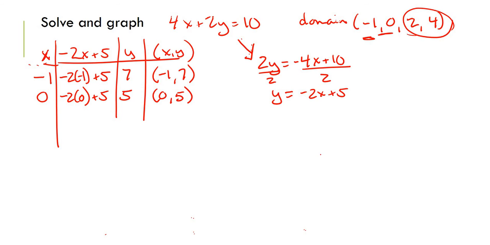Again, you try the last two, and when you're finished, simply plot those points on a nice little graph. The two that I have are negative 1, 7, and 0, 5. And you should get two additional ones to plot.